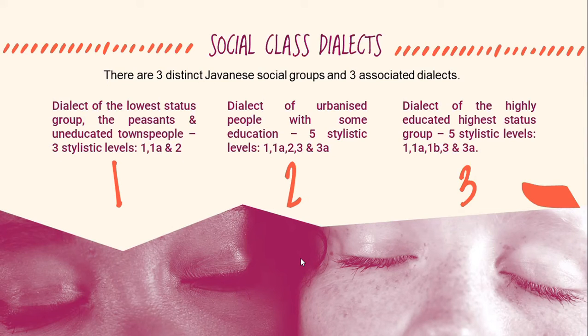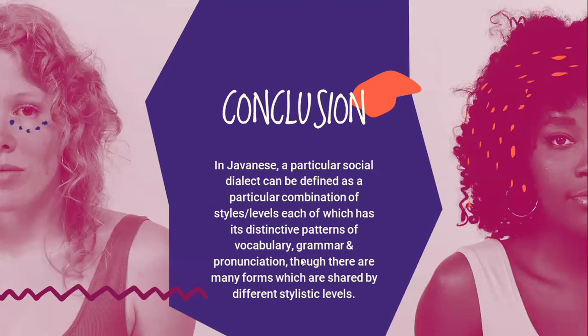And the dialect of the highly educated, highest status group is expected to master 5 stylistic levels, quite different from the previous one, which are 1, 1A, 1B, 3, and 3A. They don't have to master the second level. So in conclusion, in Javanese, a particular social dialect can be defined as a particular combination of styles or levels, each of which has its distinctive patterns of vocabulary, grammar, and pronunciation. Though there are many forms which are shared by different stylistic levels, there are some words or grammar or pronunciation that are quite similar.